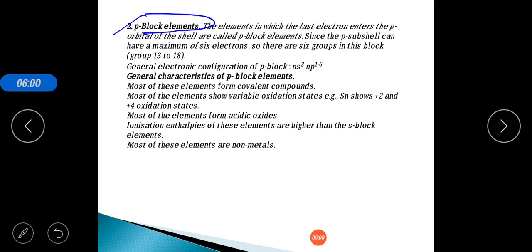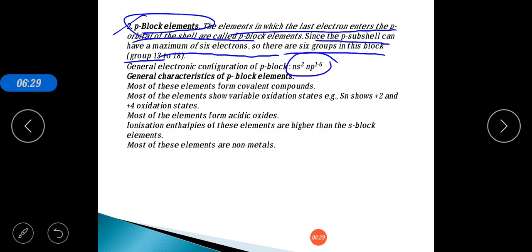P block elements. Elements in which the last electron enters the p orbital of the shell are called p block elements. Since the p subshell can have a maximum of 6 electrons, there are 6 groups in this block, group 13 to 18. The general electronic configuration of p block elements is ns2 np1-6.